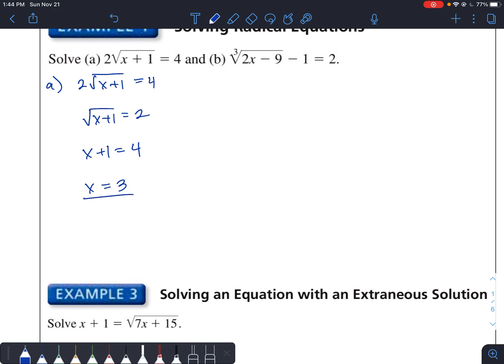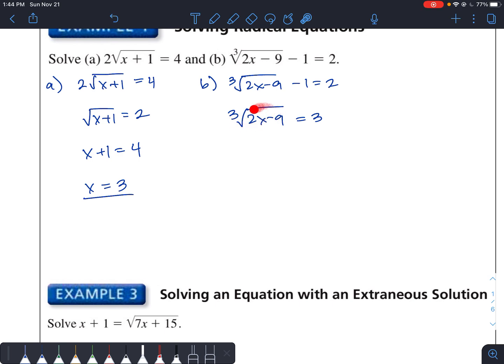Now this one we might not have to check our solutions, but it might be a good thing to try out. But in any case, I'm going to go to B, where I have the cube root of 2x minus 9 minus 1 equal to 2. So we want to get this radical expression by itself, so we add 1 to the other side. So we have the cube root of 2x minus 9 is equal to 3.